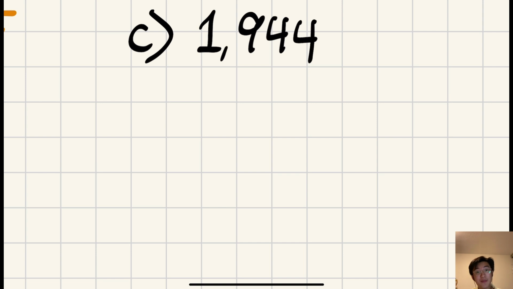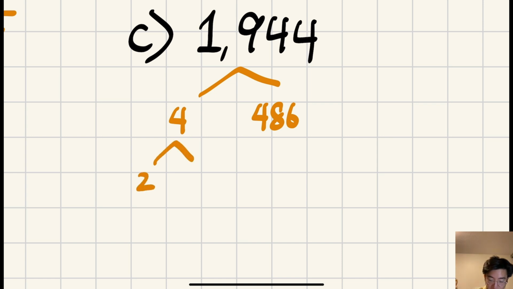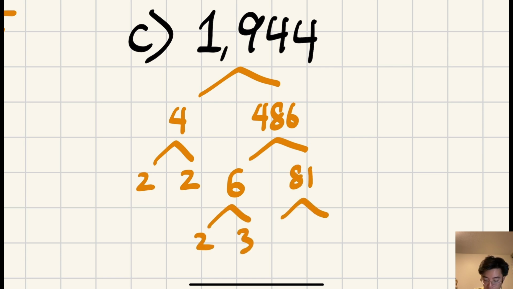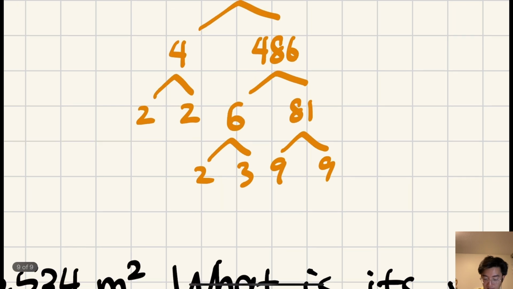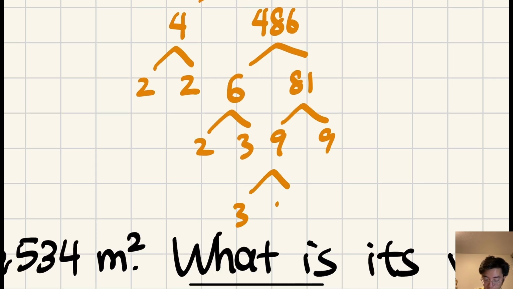Okay, 1944. Because this number ends in 44, we know this whole thing is divisible by 4. So we got 4 here, that gets us 486. 4 can be broken down to 2 and 2. 486 is divisible by 6, which gives 81. 6 is 2 and 3. 81 is 9 and 9, which is 3, 3, 3, 3.